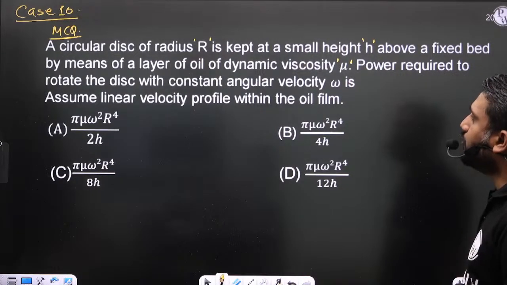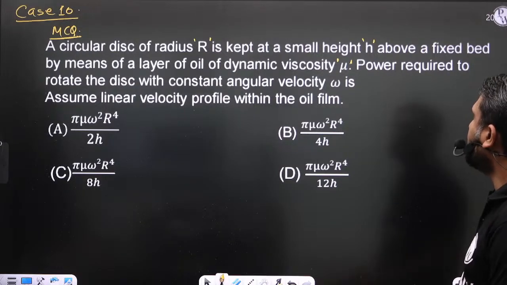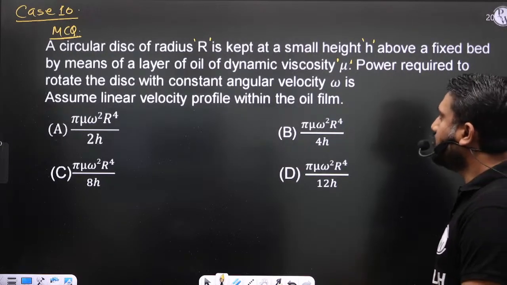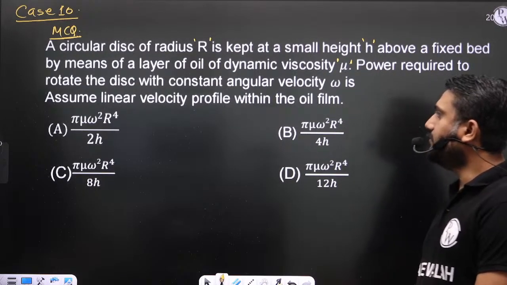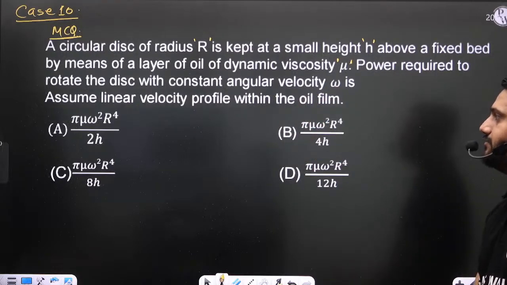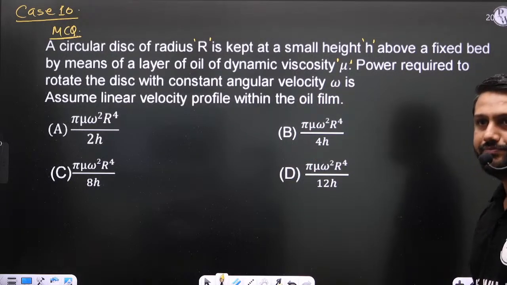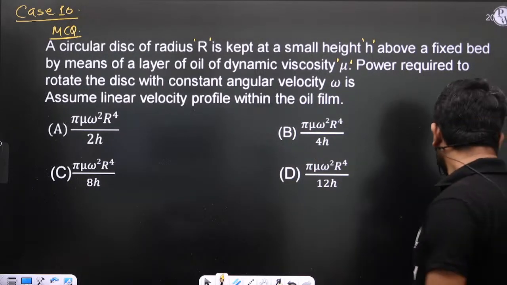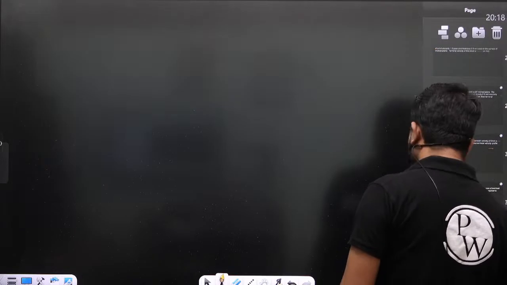Power required to rotate the disc with constant angular velocity omega is, assume linear velocity profile within the oil film, right? And you have four options. Fine. Now, see.